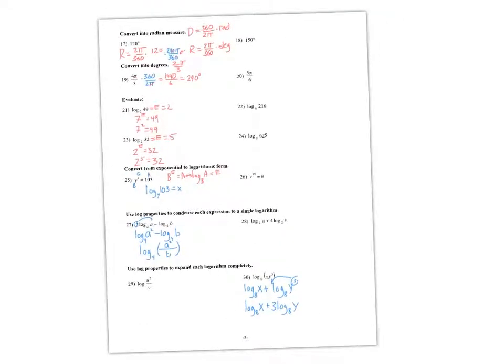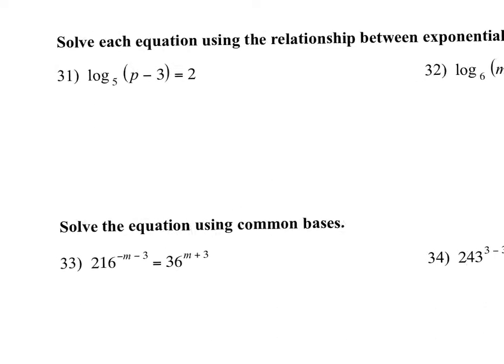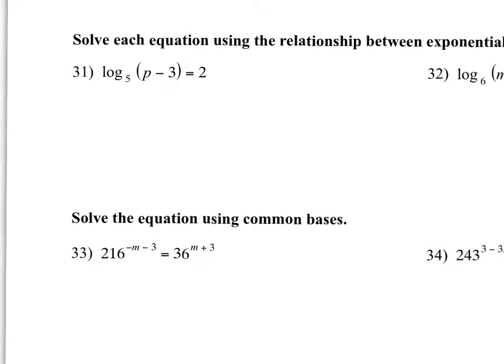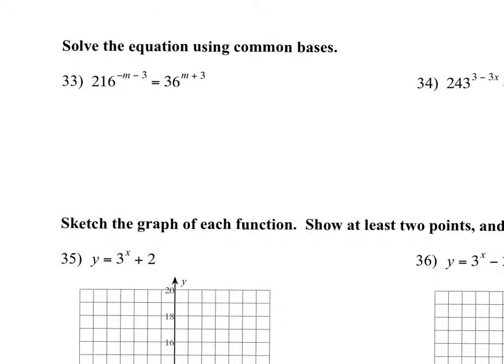All right. Next up, we've got to solve each equation using the relationship between exponentials and logarithms. The log's already by itself, so I'm just going to start this off by converting. And when I do that, we get 5 squared is equal to p minus 3. If I add 3 to both sides, we get 25 plus 3, which is 28. That's equal to p.